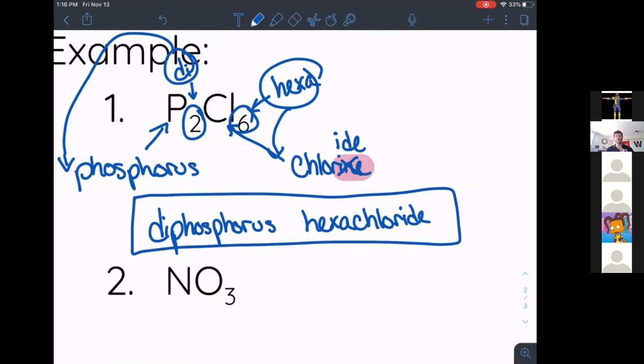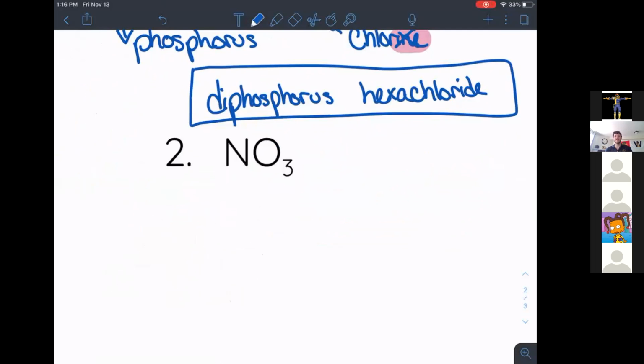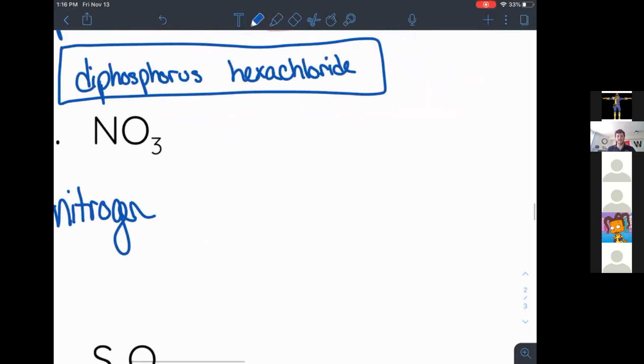All right, let's do one more together. So we have the first element. What is that first element? Nitrogen. Do I need to add a prefix in front of this nitrogen? No, because it's only one, and we don't add a prefix if there's only one for the first element. What's my second element? Oxygen.